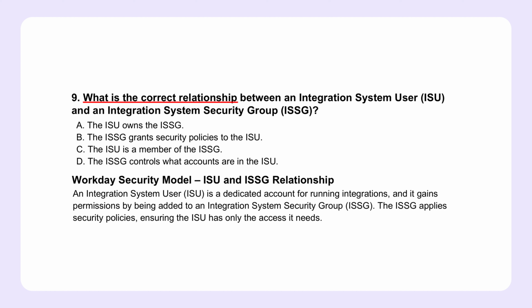The correct relationship is that the ISU is assigned as a member of an integration system security group, the ISSG. Okay, the ISU is a member of the ISSG. Correct. The ISSG, in turn, is where the security policies are actually defined, the policies that grant the necessary permissions for the ISU to run integrations and access the required data domains. So, think of the ISSG as maybe the key holder, and the ISU is given access to those keys by being part of the right group.